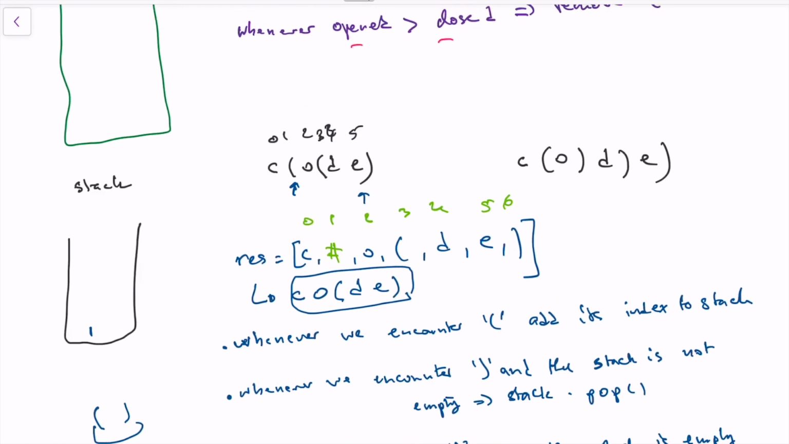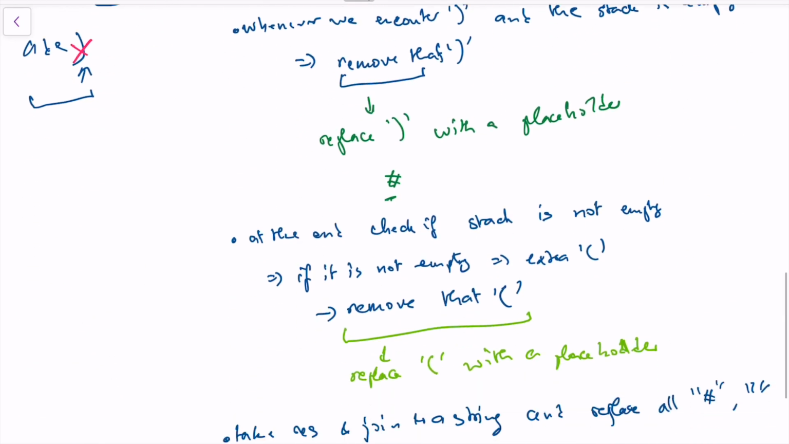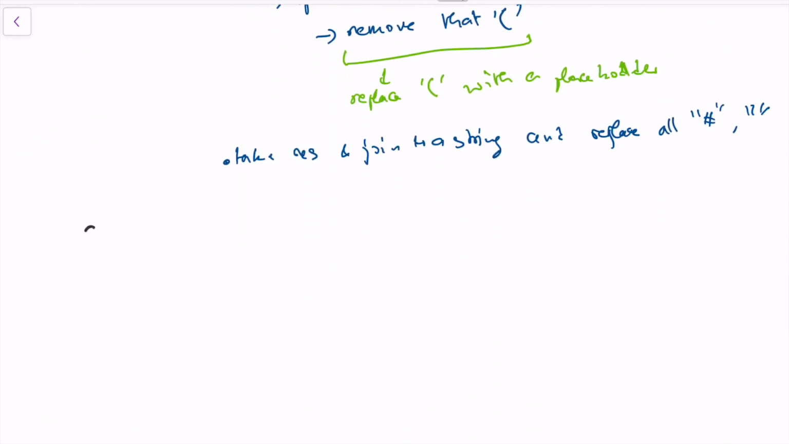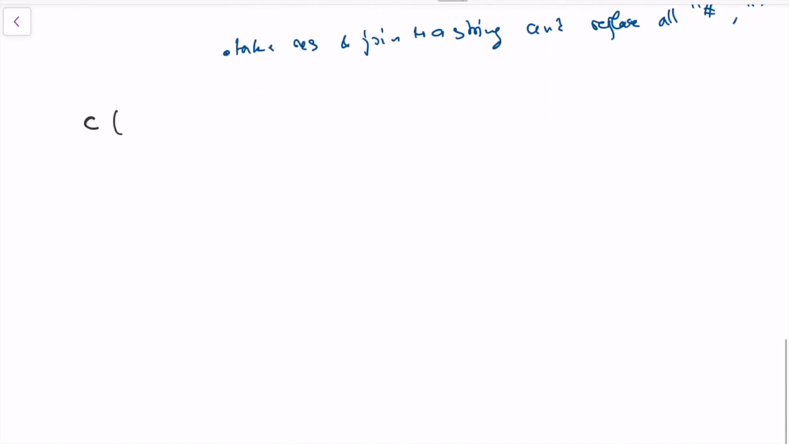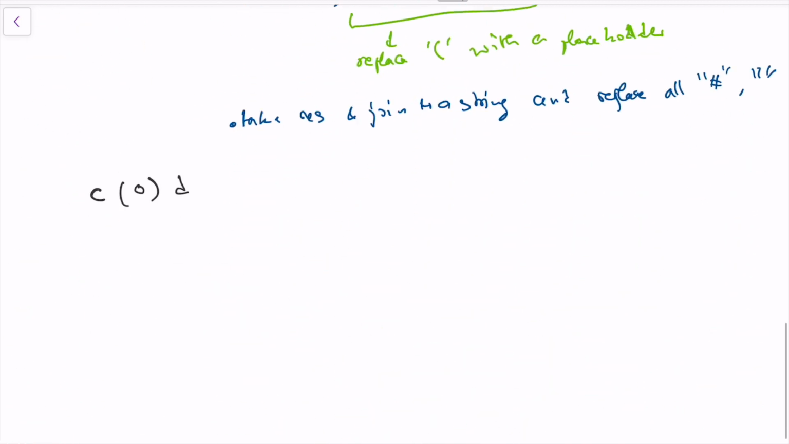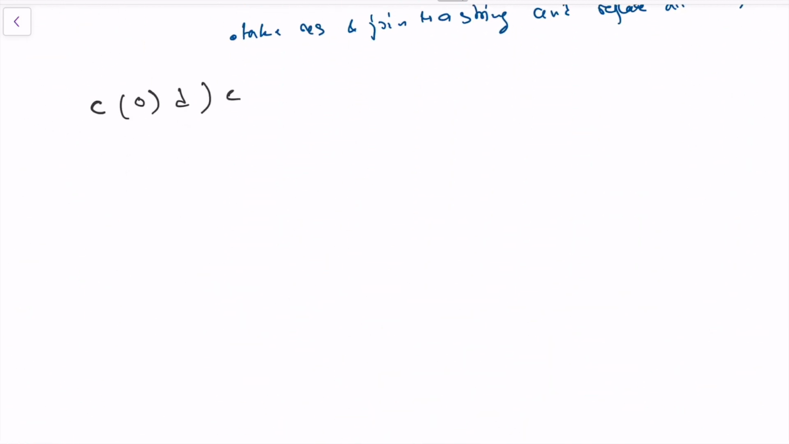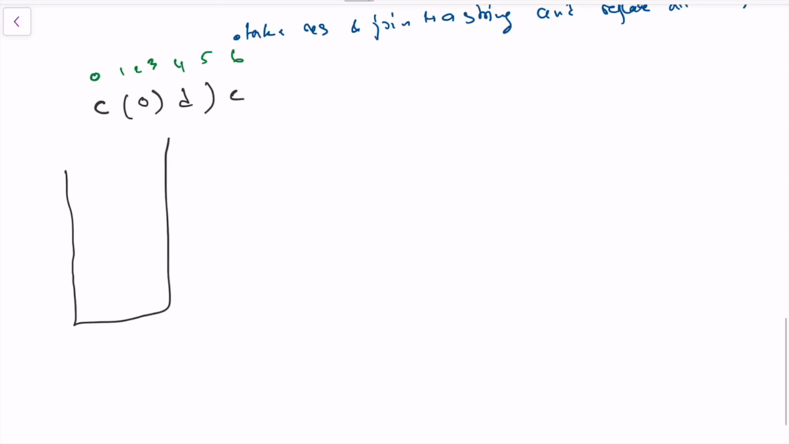Now let's apply that to the second example. C, open parenthesis, we had O, close parenthesis, D, close parenthesis, and then E, right? So here we do the same thing. Let's take our stack here. C is a character, we do nothing. Let's put the indices 2, 3, 4, 5, 6. So we do nothing, open parenthesis, we put the index.